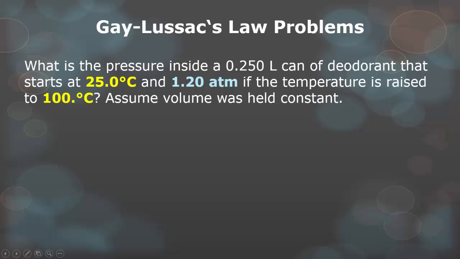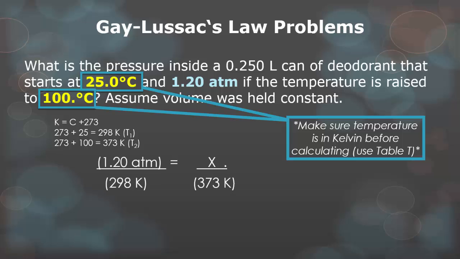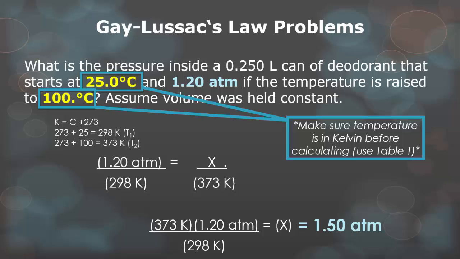Okay. First thing we want to notice is that degrees Celsius has to be changed to Kelvin, again using the formula. So we get the first temperature to equal 298 Kelvin and the second temperature to equal 373 Kelvin. We apply these to the formula and we get 1.2 atmospheres over 298 is equal to X over 373. Manipulate the formula, get X by itself, and then finally find that it's 1.5 atmospheres. Again, does this make sense? You're increasing the temperature, so therefore your pressure should increase as well. So yes, it does.